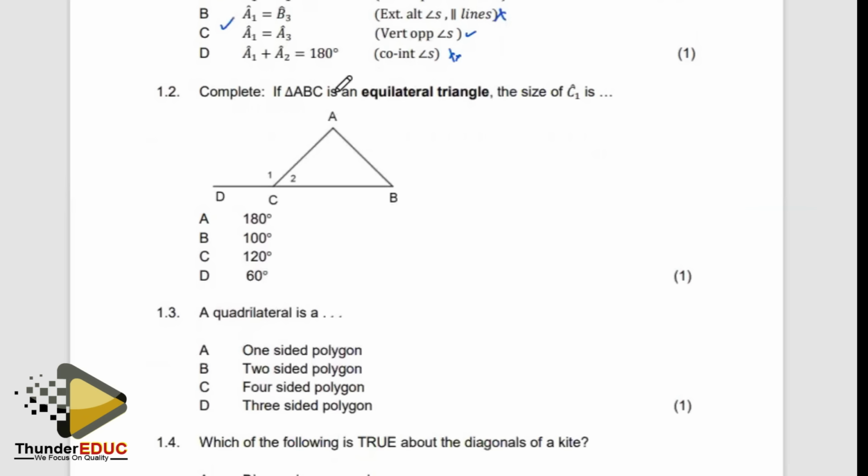Then complete if a triangle is equilateral. Now we know that in an equilateral triangle, all the sides are equal and all the angles are going to be 60. They want us to get the size of C1, which is the exterior. Remember, the exterior angle must be the sum of these 2 interiors. So 60 and 60 should give us 120. So C is the correct option.